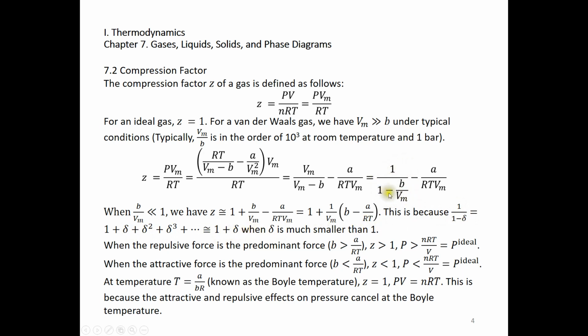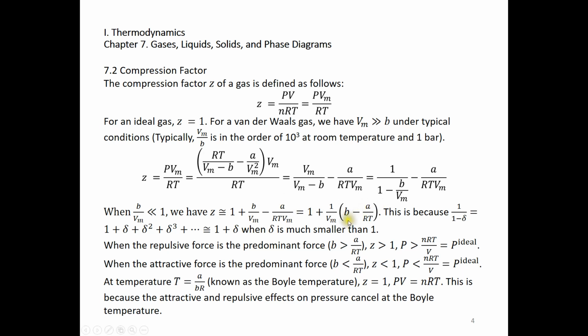Therefore, this term is approximately 1 plus B over Vm. So Z is 1 plus B over Vm minus A over RT Vm. And 1 over Vm is a common factor of the last two terms. Therefore, the compression factor Z of a van der Waals gas is roughly 1 plus the reciprocal of molar volume multiplied by B minus A over RT. You can see B is the repulsion term in the van der Waals equation. A is the attraction term in the van der Waals equation.